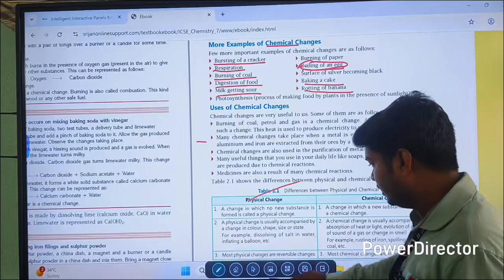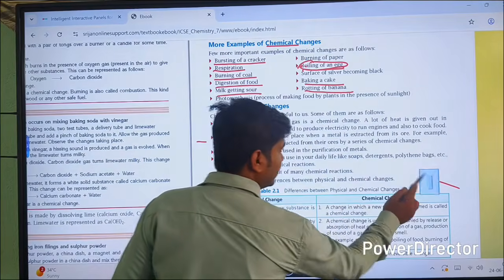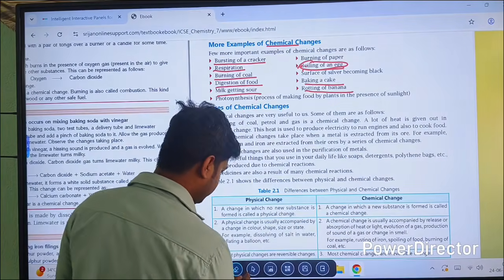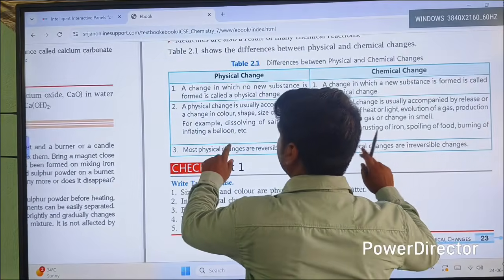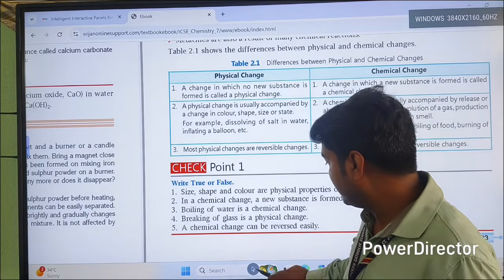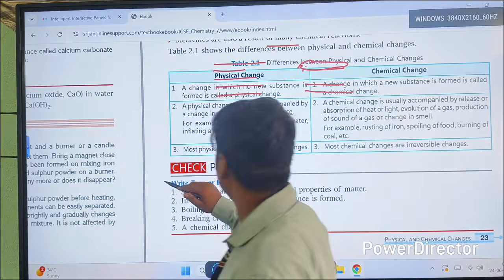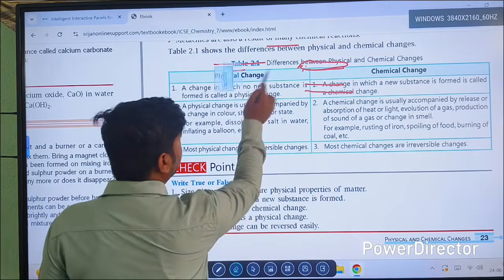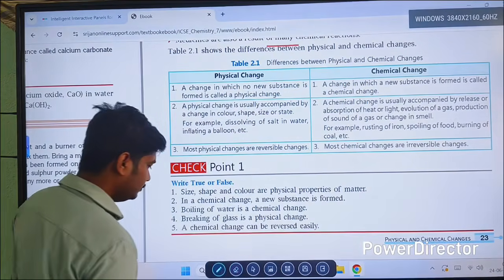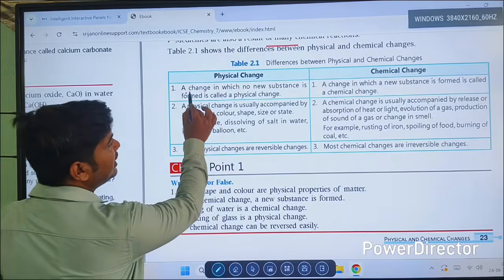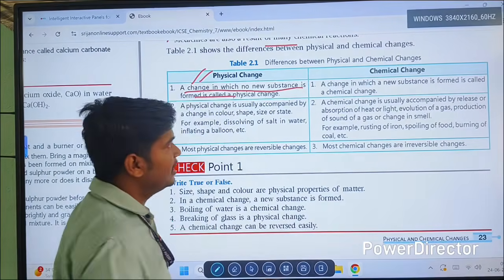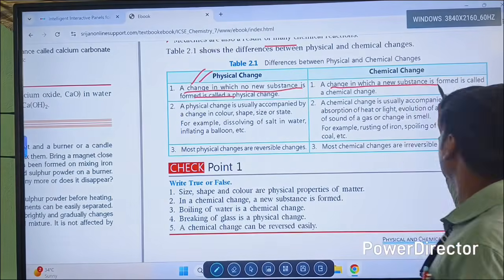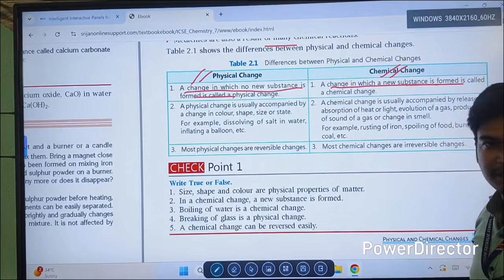Okay, here you can see differences are given here, and these are most important differences. Okay, here difference number 1, you can easily see that a change in which no new substance is formed, that is known as physical change. But a change in which new substance is formed, that comes under chemical change.